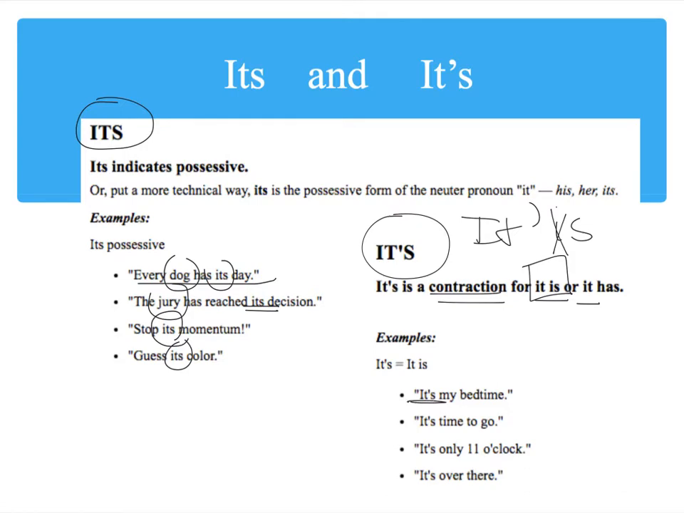You can always check if you use the right one by substituting it is. It is my bedtime. Yes, that makes sense, so that is correct. It's time to go. It is time to go. It's only 11 o'clock. It is only 11 o'clock. And it's over there. It is over there.